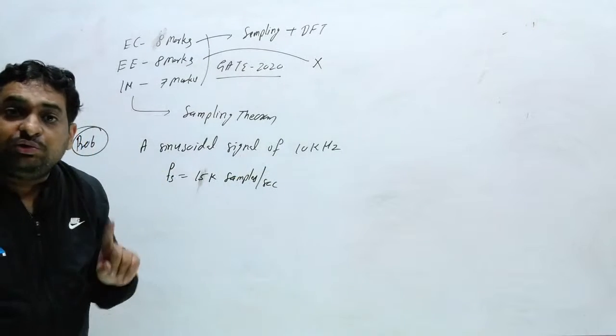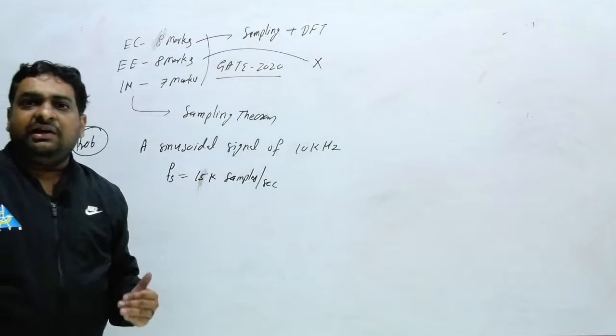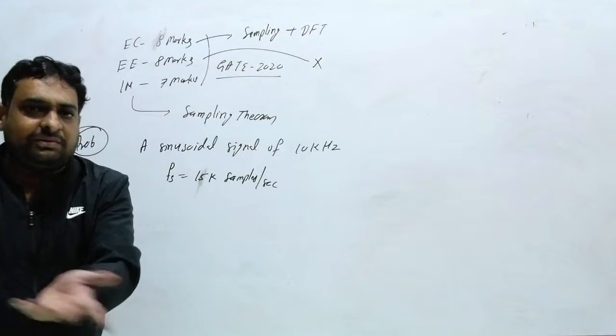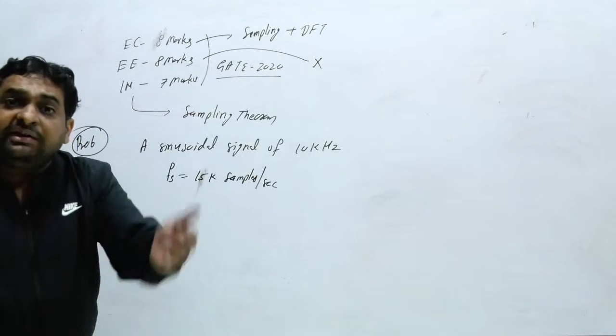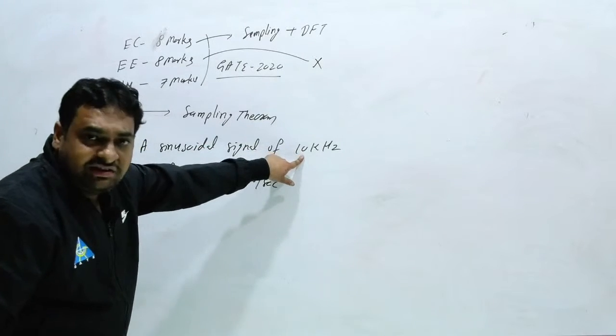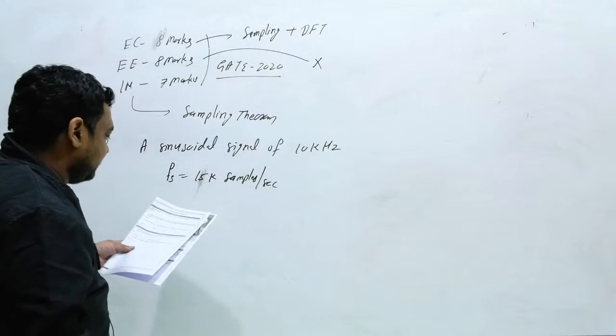Earlier I already told you, generally examiners are targeting this category of question: sinusoidal and sampling less than twice of the maximum frequency. Because most of the students will use twice the maximum frequency for a sinusoidal. No, it can also be lesser than that. So here they have provided the frequency of the sinusoidal and Fs as 15,000 samples per second.